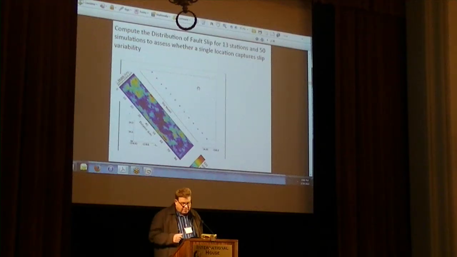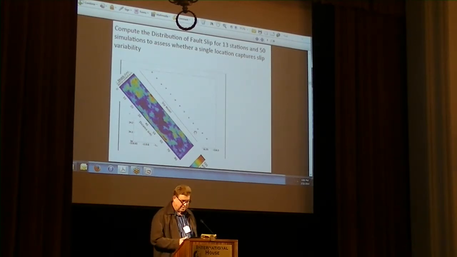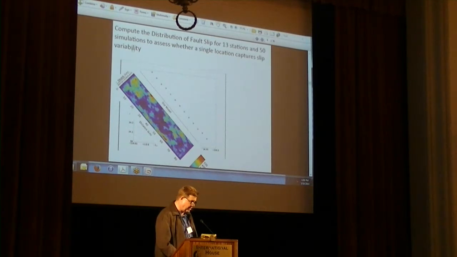And then the other question is, suppose we have a station here, maybe Lucerne's right here, this is our fault, and we can compute 50 realizations of the slip distribution. We can compute the time histories and the spectral parameters. And then the question is, are those long period motions representative of the range of long period motions that one might expect over the entire length of the fault?